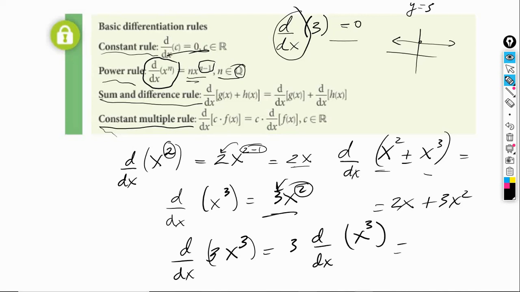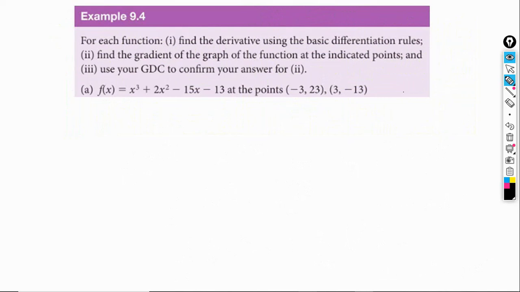And then this would just equal 3 times 3x squared, therefore 9x squared. So these are the basic differentiation rules that you need to know and apply. All right, so now we will work on example 9.4.